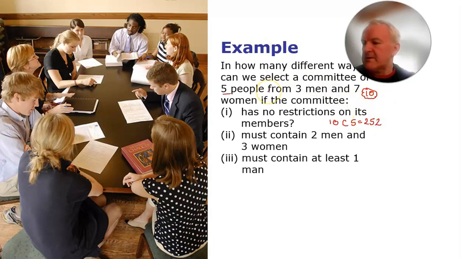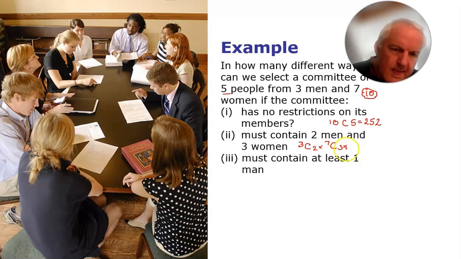But sometimes you might have specific quotas to fill. So now I've said I've got 2 men. Of those, there were only 3 to start with, weren't there? So 3C2. Of my 3 men, I've got to choose 2 of them. That means of my 7 women, I've got to choose 3 of them. So let's see what that gives me. 3C2 times 7C3. I get 105. There we go, 105.